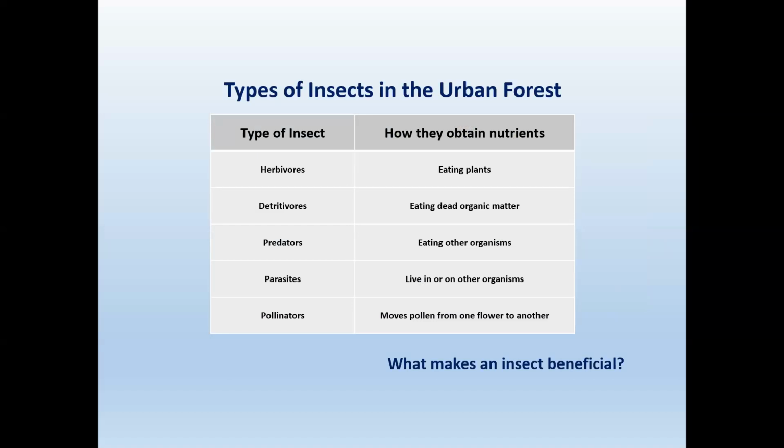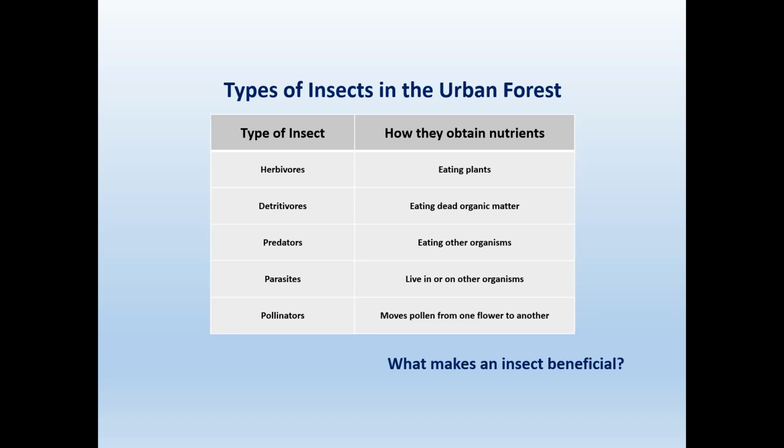The detritivores eat dead organic material and recycle that back into the system. Predators eat other organisms. Parasites live in or on other organisms. And pollinators move pollen from one flower to another. So pollinators are a very hot topic right now. We're very concerned about them. Lots of people are making habitat for pollinators, and that's a very beneficial insect in our mindset. But I would argue that herbivores are just as important a part of that beneficial insect community.